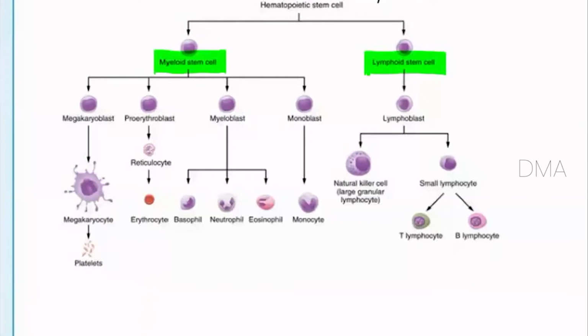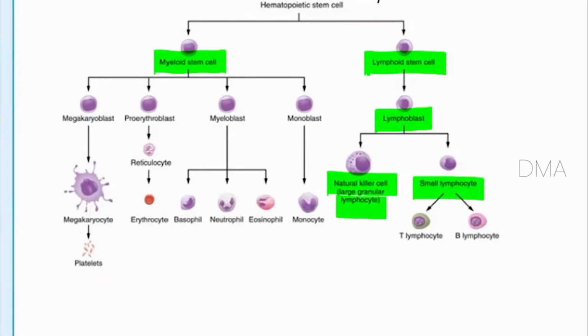So first we will see the lymphoid progenitor. So from the lymphoid stem cells, it is from the lymphoid organs. So you have the lymphoblast cells. So this lymphoblast cells will further give rise to the natural killer cell, which give rise to the lymphocytes. Okay. And then you have the small lymphocytes. From the lymphoid progenitor, you will get the lymphocytes.